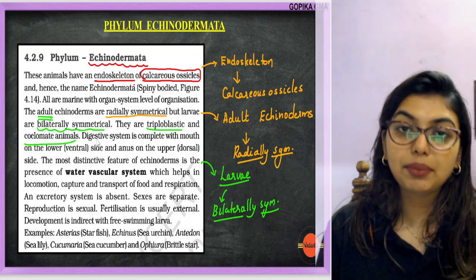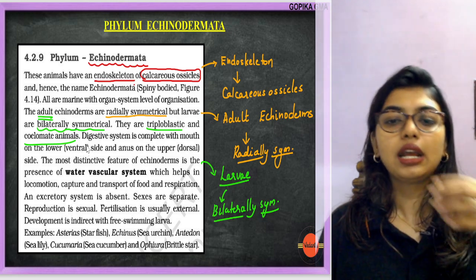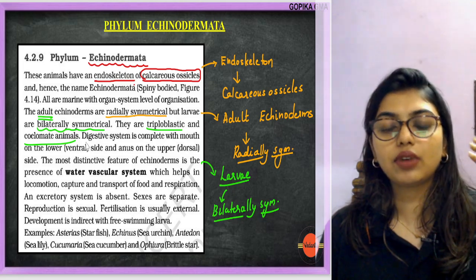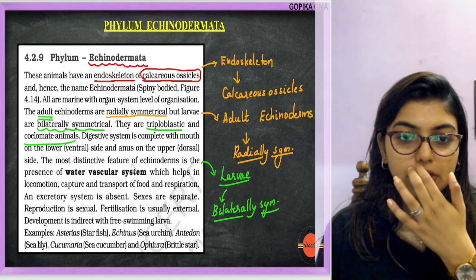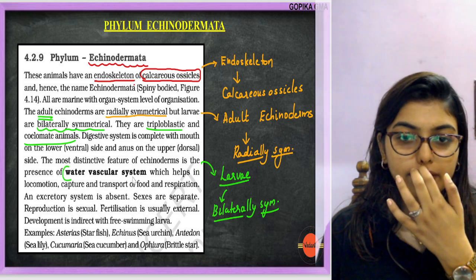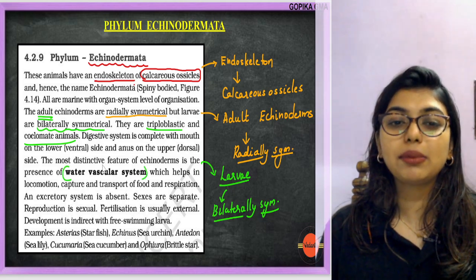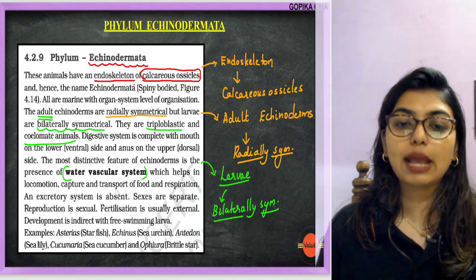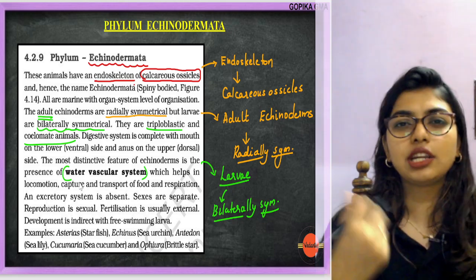Digestive system is complete with a mouth and an anus. There is a mouth present on the ventral side, and the anus is present on the dorsal end. The most distinctive feature of echinoderms is the presence of the water vascular system. Water canal system I had taught you in Porifera, but here they're talking about water vascular system, which helps in locomotion, capture and transport of food, and respiration. Water vascular system is a little more complex system.